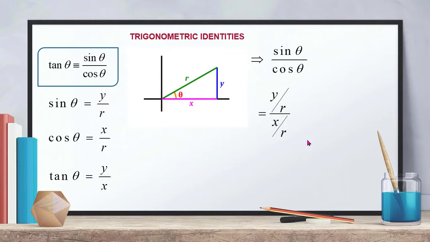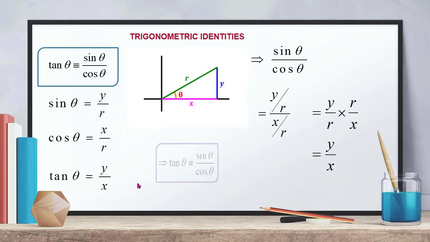Applying simple arithmetic, we write y over r, and then reciprocate this and change the sign to multiplication. So r will go on top and x will go on the bottom. The r's cancel out, and we remain with y over x. Now we've said that y over x is exactly equal to the tangent of theta. So sine theta over cosine theta is identical to y over x, which is simply tan of theta.